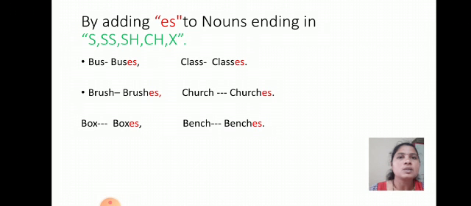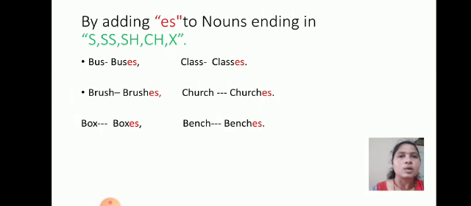So it becomes bus, buses. Class. The word class ends with double s. So in plural, we add es. So it becomes class, classes. Brush. The word brush ends with sh. So in plural, we add only es at the end. So it becomes brush, brushes.